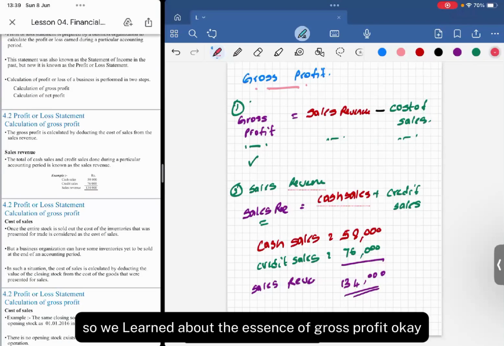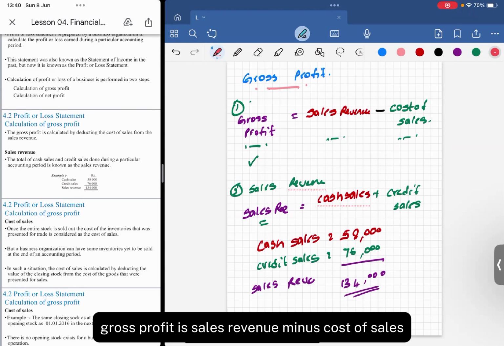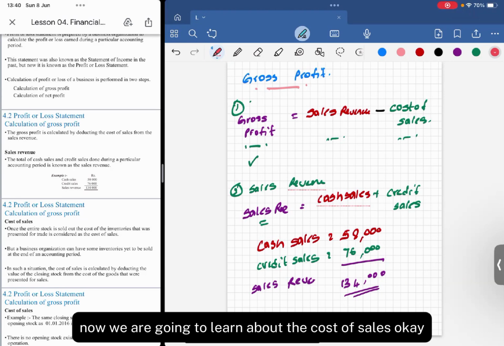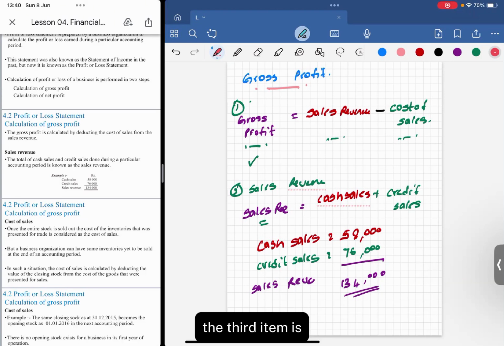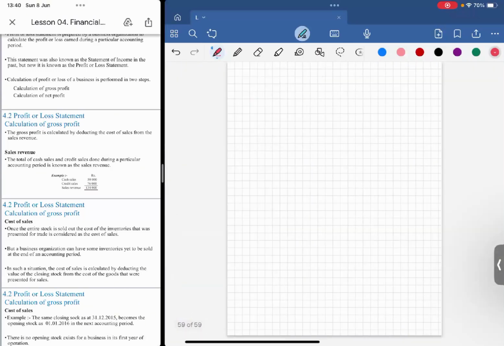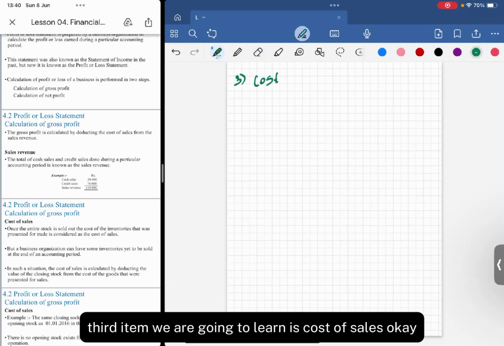Okay, so we learned about the essence of gross profit. Gross profit is sales revenue minus cost of sales. And then we learned about sales revenue. Sales revenue is the total of cash sale and the credit sale. So now we are going to learn about the cost of sales. The third item we are going to learn is cost of sales.